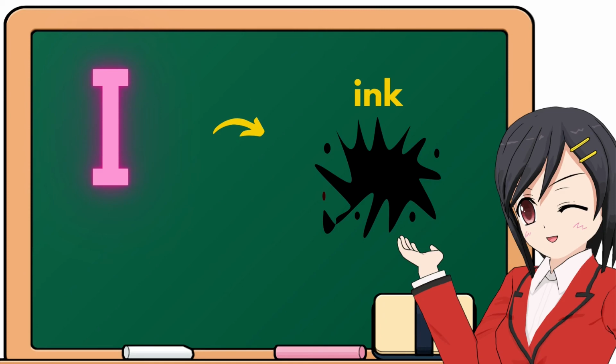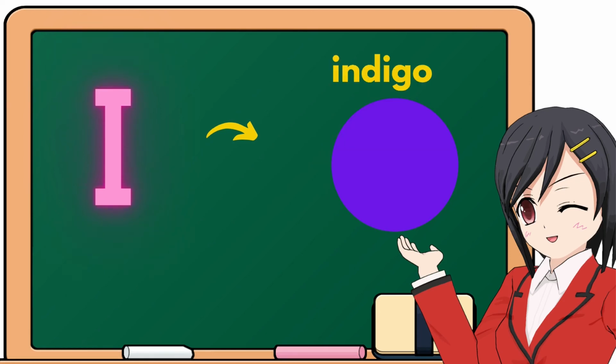I is for ink. Again, I is for ink. I, ink. Again, I, ink. For indigo. I, indigo. Okay, children, all of these things begin with letter I.